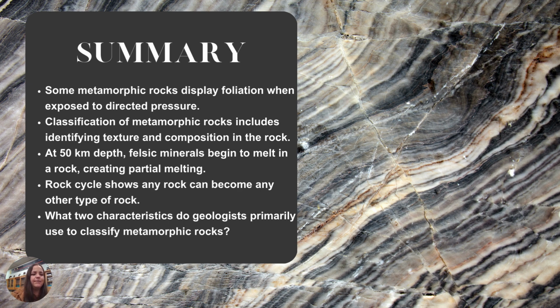All right, to sum up this video and metamorphic rocks as a whole, metamorphic rocks display foliation when they're exposed to direct pressure. We classify them using texture and composition. At 50 kilometers depth, felsic minerals begin to melt and we get partial melting, and so it starts to turn into an igneous rock. The rock cycle shows that any rock can become any other type of rock as long as the correct processes are experienced by the rock.